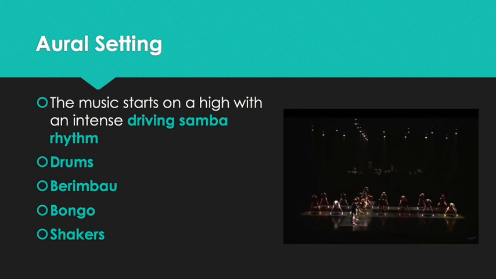This section contains lots of different types of accompaniment. The main aspects that I chose were the drums, berimbau, bongos, and shakers. There is an upbeat, driving samba rhythm that has been created through the layering of each of the instruments. The accompaniment is loud and immerses the audience into a Brazilian carnival atmosphere.